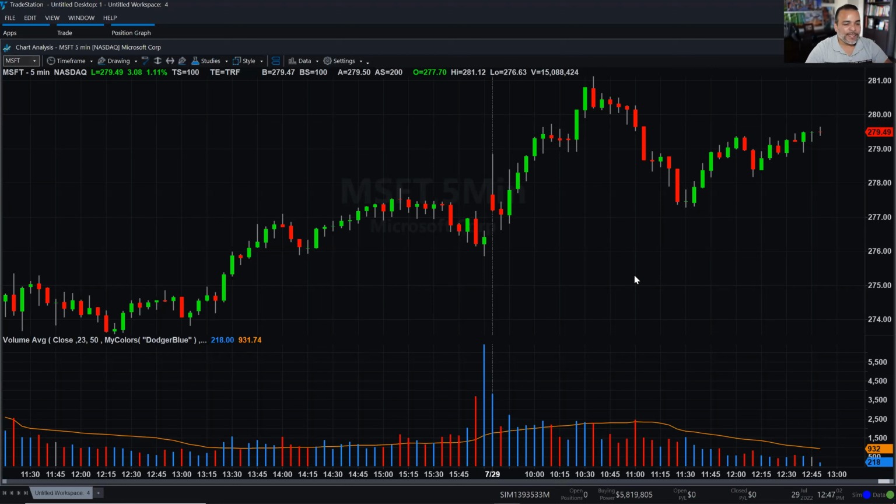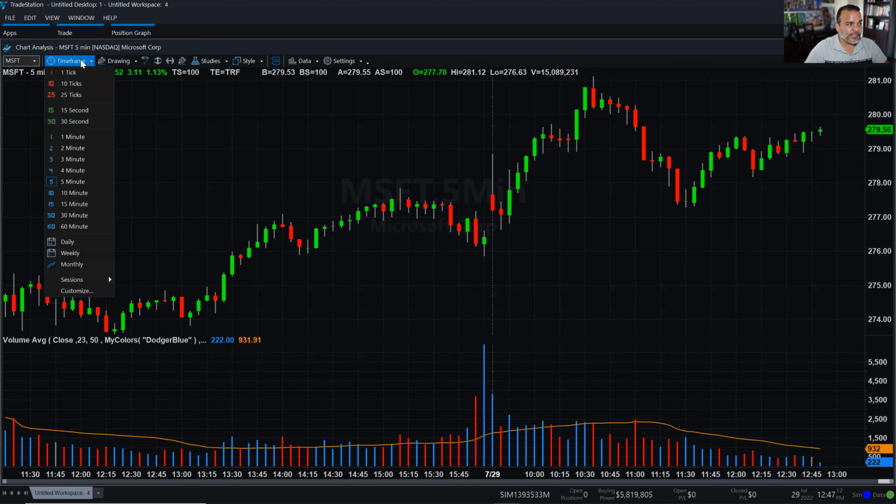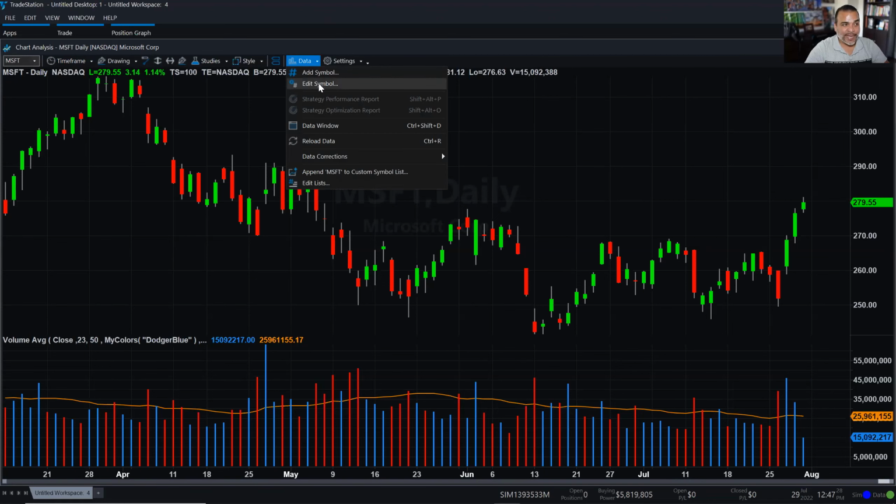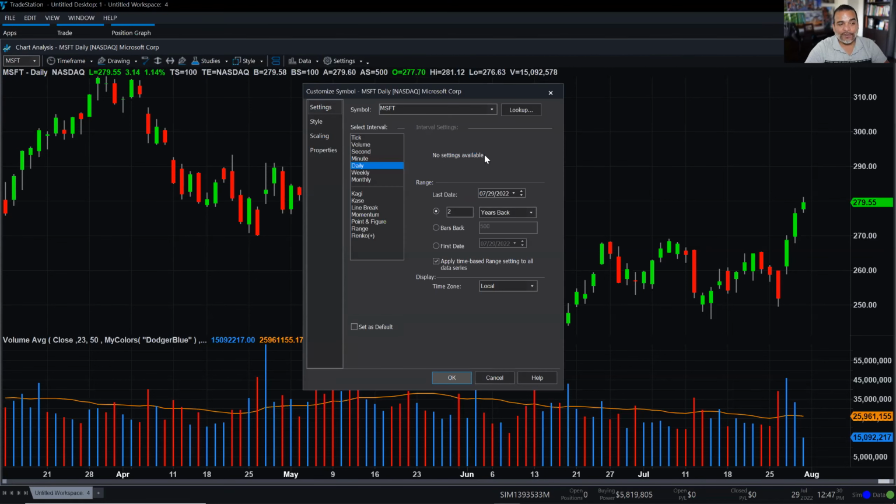Okay, perfect. So we talked about changing the volume read between number of shares to number of ticks. If I change the time frame to daily, you see on daily it doesn't give you that. We come here to daily and you can see we're back on the shares. And if we go to data and go to edit symbol, you can see that the volume setting is grayed out, because on a daily time frame, you're only going to see number of shares. There's no tick count on a daily chart.